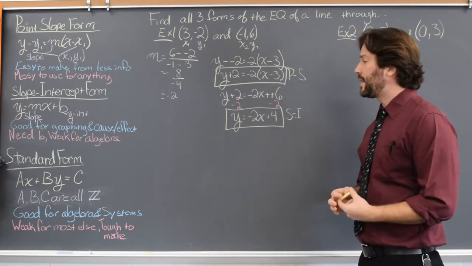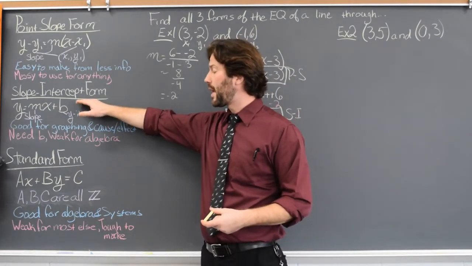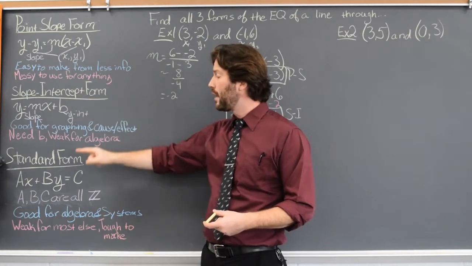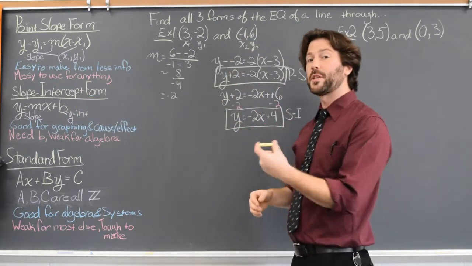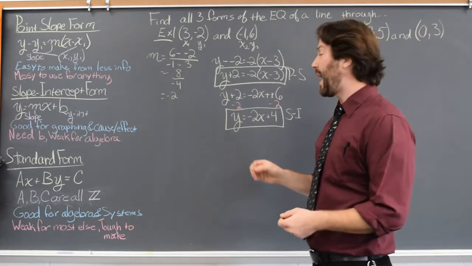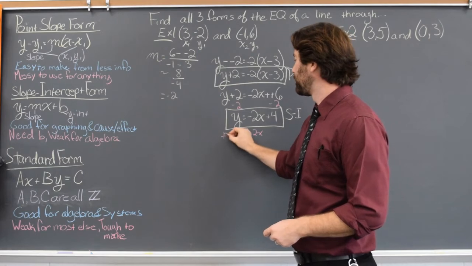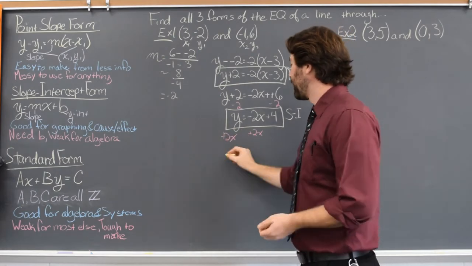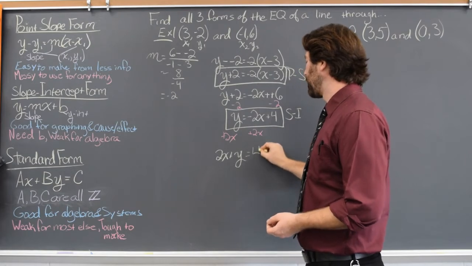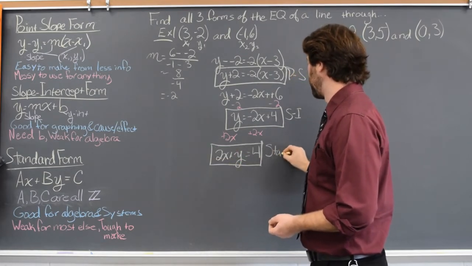Now, last thing that I need to do is get it into standard form. And the big difference between slope-intercept and standard form is in slope-intercept, y is all by itself, but in standard form, I have ax plus by. I have both variables on one side. So now I need to move these x's over to the left. So I'll add 2x to both sides, and I'll have 2x plus y equals 4. And this is standard form.